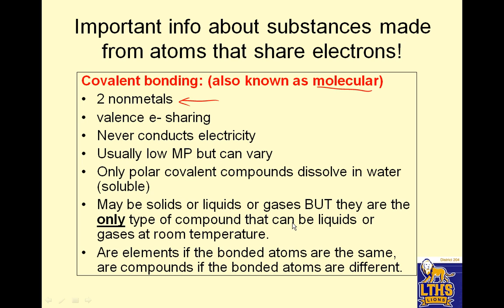If 2 of the atoms bonded together are the same, then you're talking about an element. But if the atoms are different, you're talking about a compound. So you can make compounds and elements that have this kind of bonding where they share electrons.